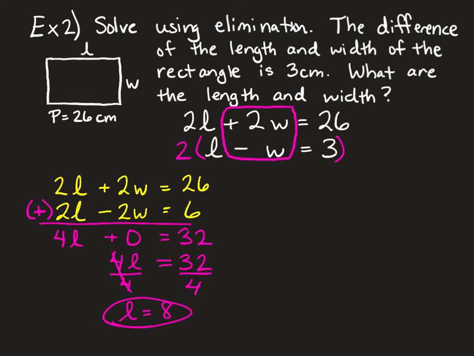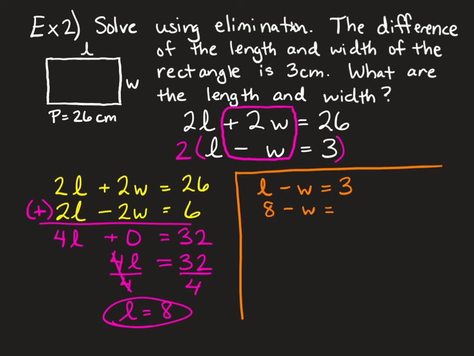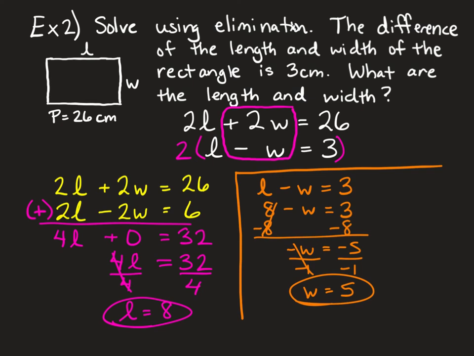I could go ahead and find my other variable. Remember, I can go to either equation and solve for W. I'm going to pick the second equation, which originally was length minus width equals 3. The length is 8, minus W equals 3, and you might figure that out in your head there. And so we're going to subtract 8 from both sides. We get negative W equals negative 5. Divide both sides by negative 1 to get W by itself. And W is positive 5.